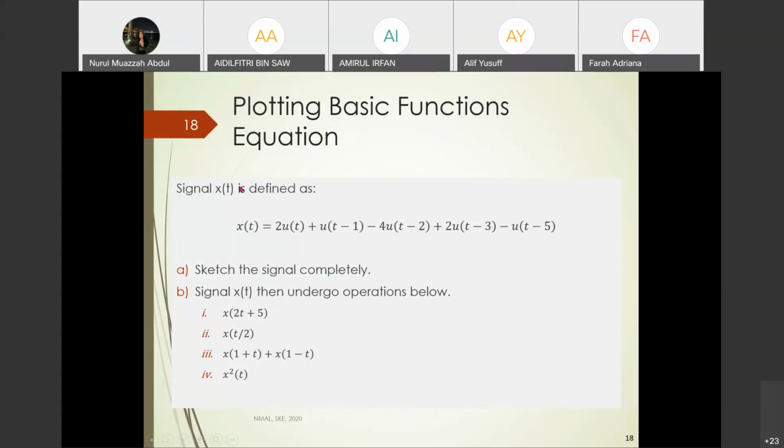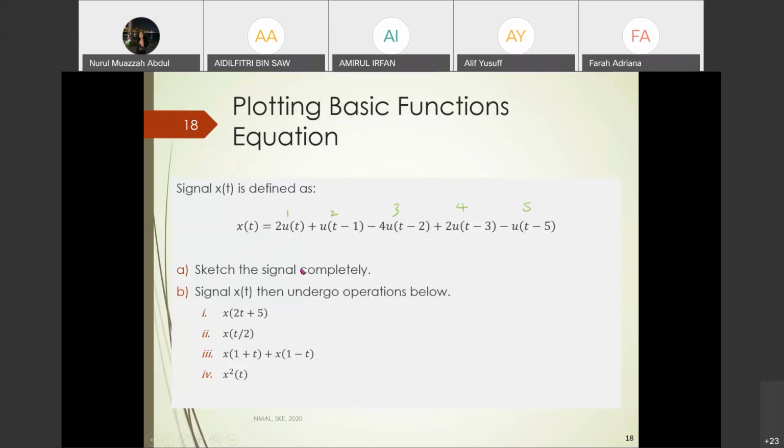Okay, so here the signal x(t) is defined as 2u(t) plus u(t minus 1) and so on, as shown. If you see this function here, we have 1, 2, 3, 4, 5. I just take an example which involves unit step functions only, and then sketch the signal completely.